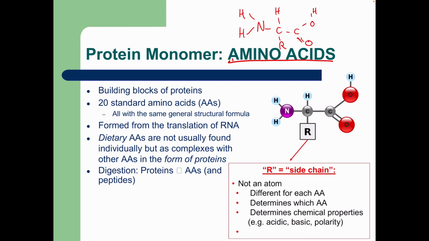So, amino acids are the building blocks of proteins. There are 20 standard amino acids, or AAs, and they all have the same general structure and formula. So we can see here they're all with the same general structure. What we'll see that varies is this R structure.